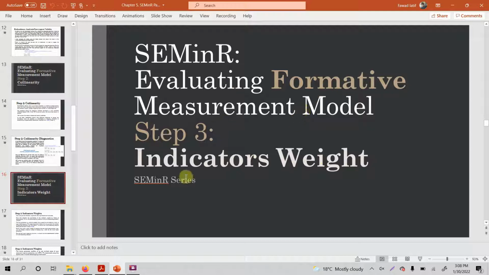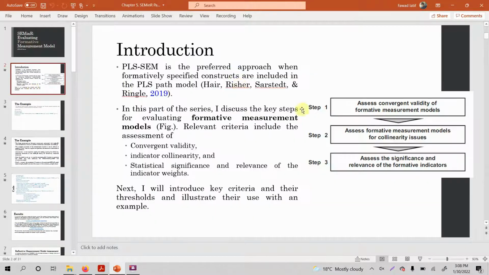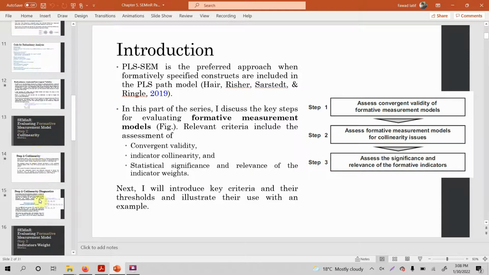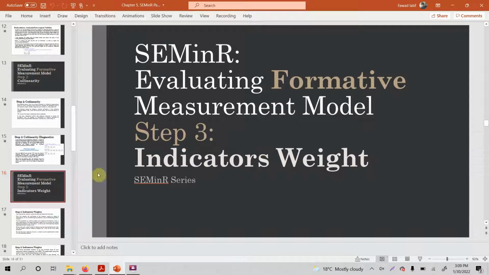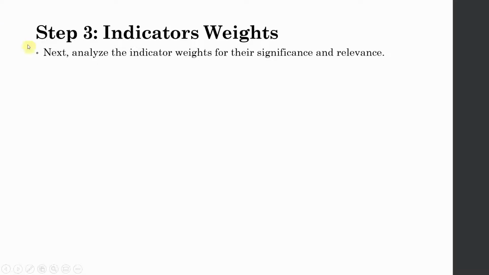Now, if you've got a formative construct in your study, you've got to have 3 steps performed. Number 1, you assess the convergent validity. Number 2, you assess formative measurement models for collinearity issues. And number 3, you assess the significance of relevance of formative indicators, that is your indicator's weight. Let's start with step 3. Next, analyze the indicator weights for their significance and relevance.